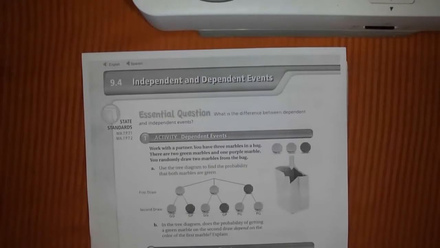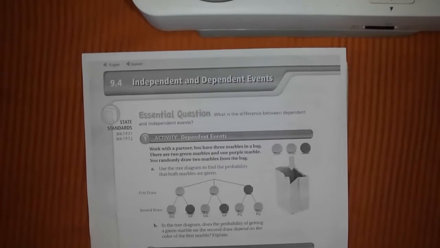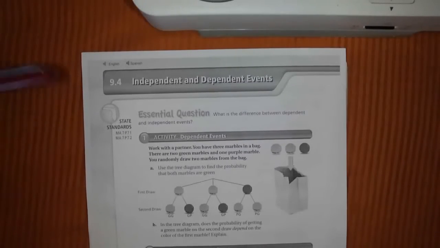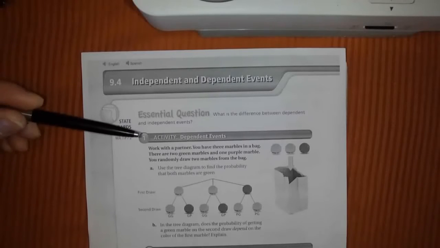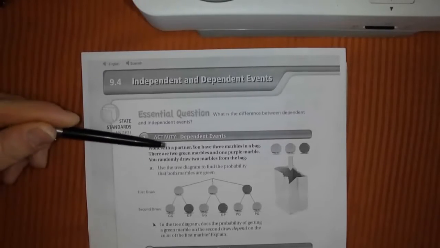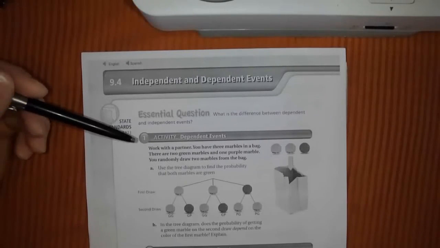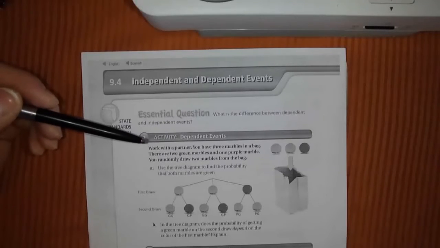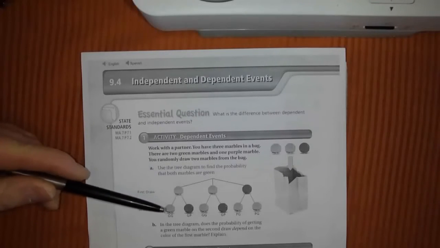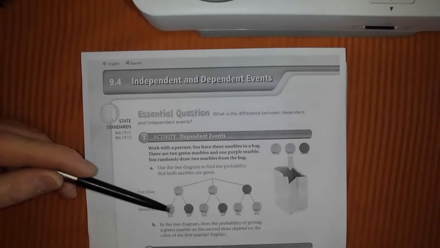All right, so we've been going over probability, and I've started talking about independent and dependent events. What we had were the difference between dependent and independent. So a dependent event is an event where you take part of something, you remove it, and then the second time it makes a difference.